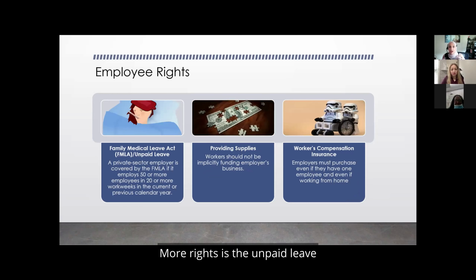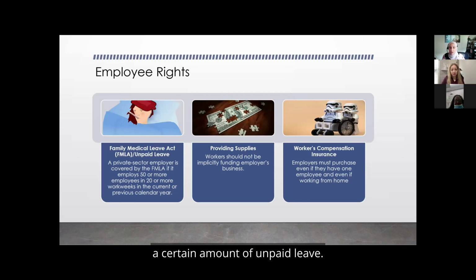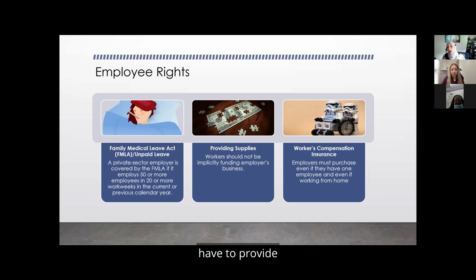More rights is the unpaid leave under the Family Medical Leave Act. If the employer is a certain size, then they have to provide a certain amount of unpaid leave if the employee becomes sick, or if they have to care for a loved one. A lot of employees do use that as maternity leave too, but that's something that these larger businesses have to provide. And the employer also has to provide supplies.